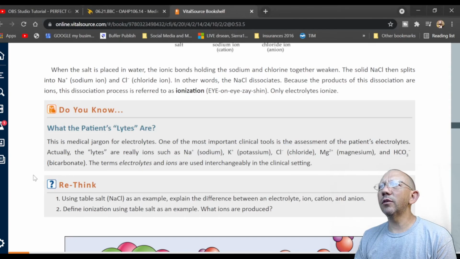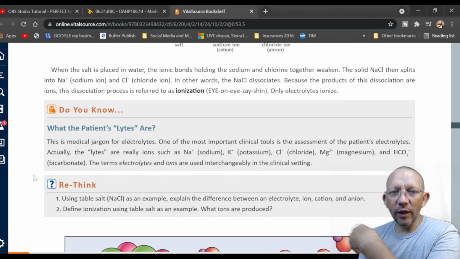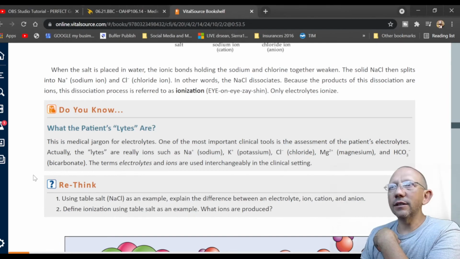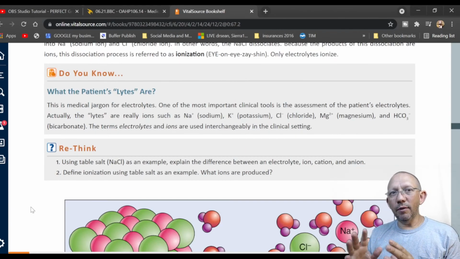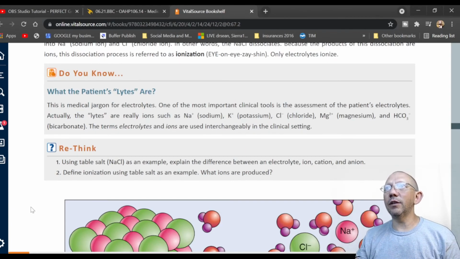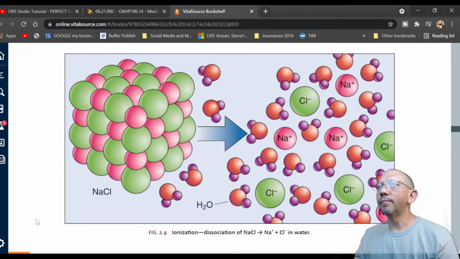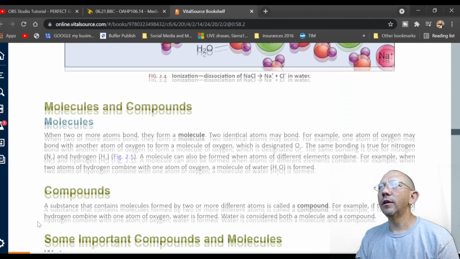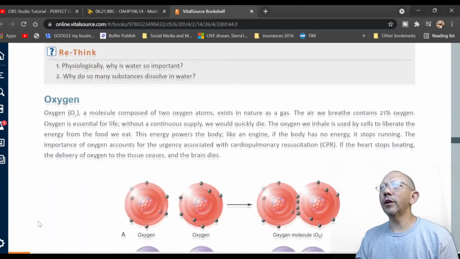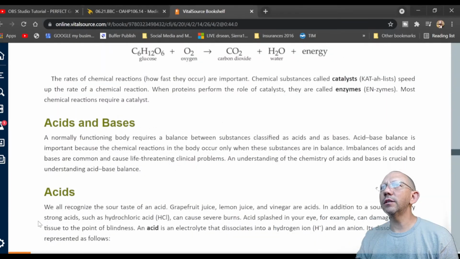Now some medical jargon for electrolytes. One of the most important clinical tools is the assessment of patient electrolytes. So when you take blood tests, we're looking for electrolytes as well, and sometimes with urine tests too. We're looking for sodium, potassium, chloride, magnesium, and bicarbonate. What those do in the body is help maintain a pH balance, which we're going to get to in a minute. Here we have all these sodiums and water and fun stuff. Molecules and compounds: I want to see how far we go, because we're not going to go too much into this. I want to go into other stuff.